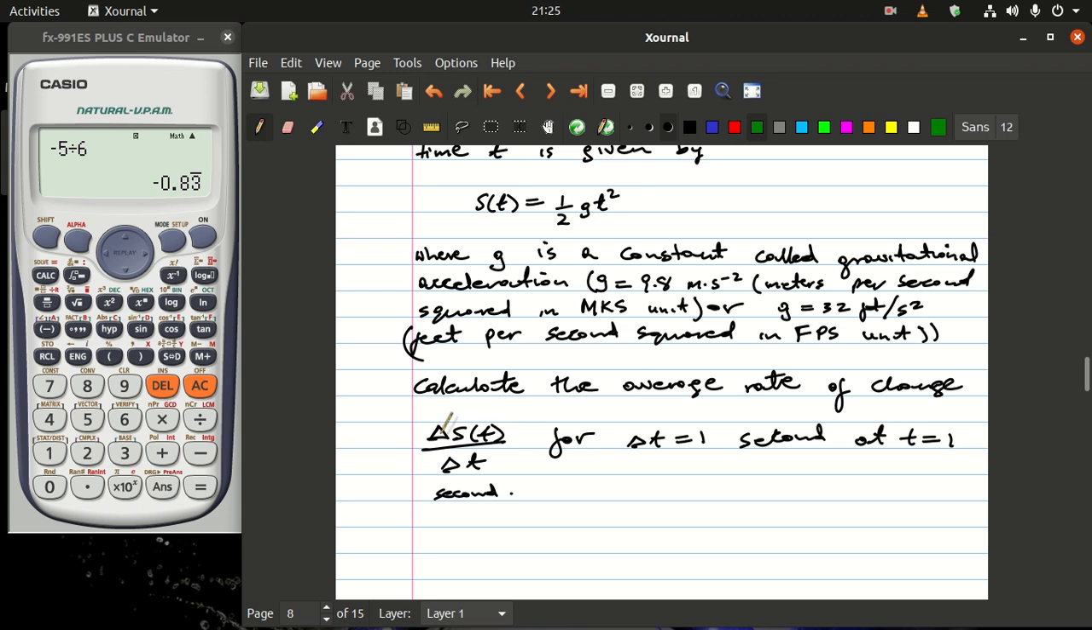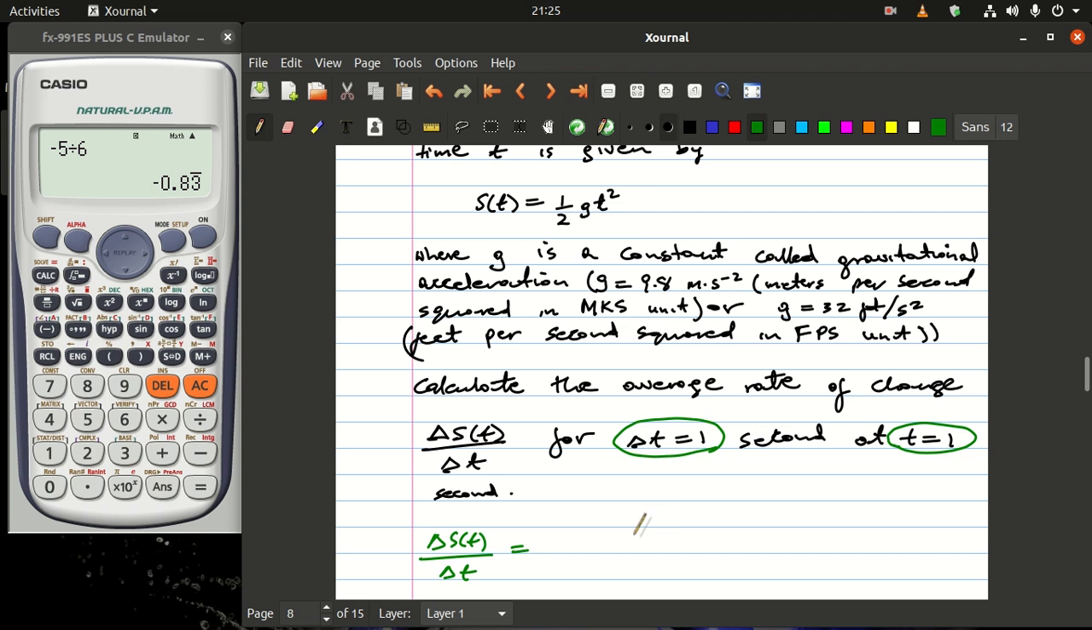The average rate of change is given like this, where the change in time is 1 second and the initial time is t equals 1. How can we actually find the change in position? The change in position with respect to time, of course, is found because we are given the change and the initial time.